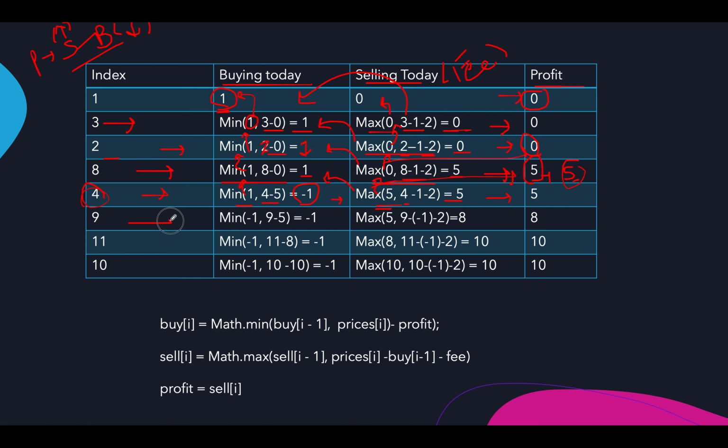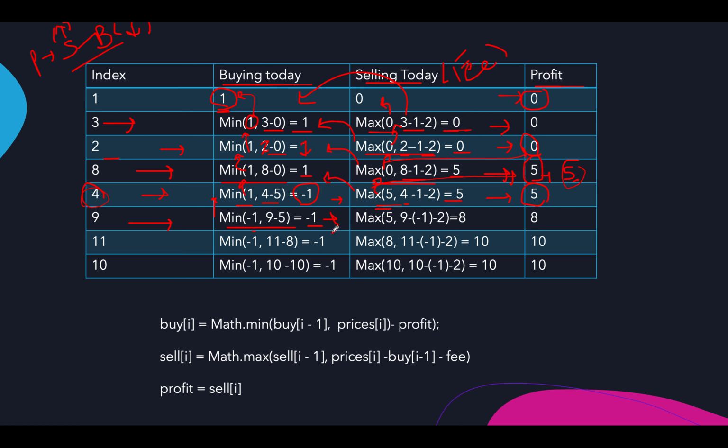Let's move on to the next case. For the buying case, what is the first candidate? The first candidate is the previous buying cost, which is minus 1. And now the second case would be the current price minus whatever my profit was. So 9 minus 5 is 4. The minimum of these two is minus 1. So this is what I filled here.